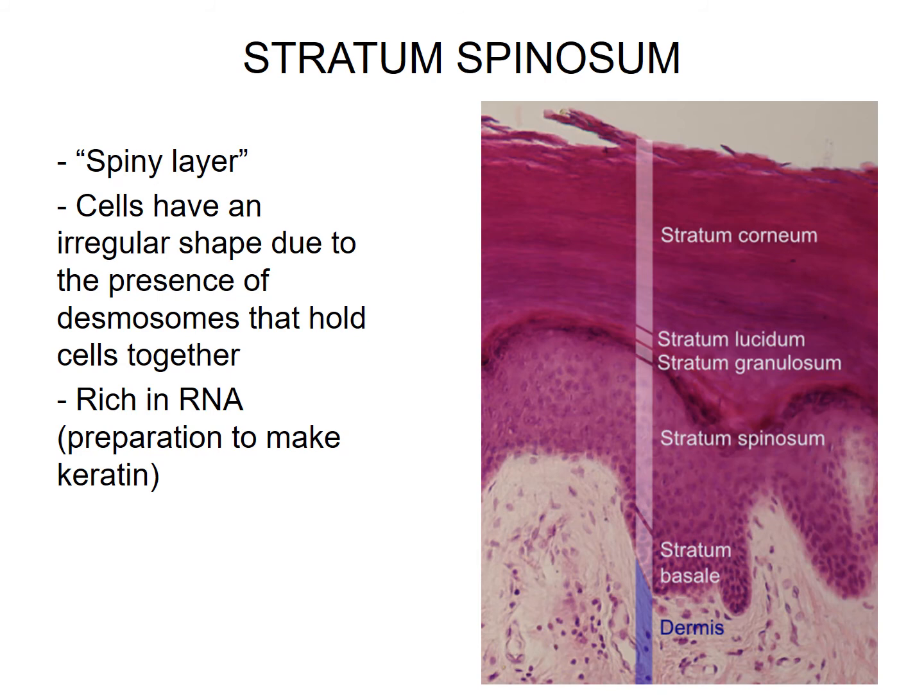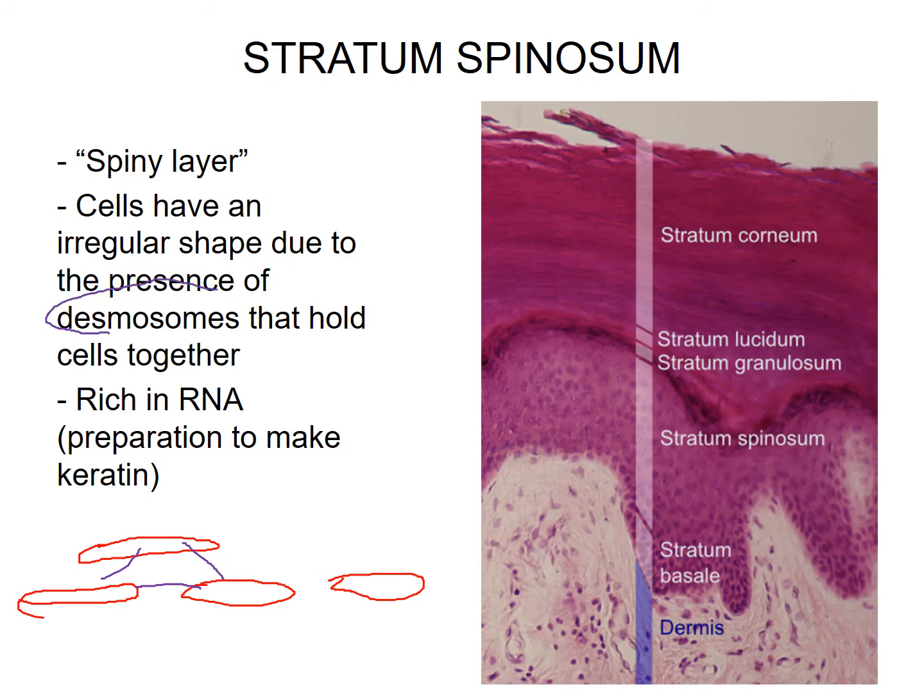Next, we have the stratum spinosum. It is named that because under the microscope, with a lot of magnification, these flat pancake cells appear to have spines attaching to them, and these spines are called desmosomes. The way I always picture desmosomes is they're kind of like rubber bands. They're just really, really strong, real thick rubber bands.